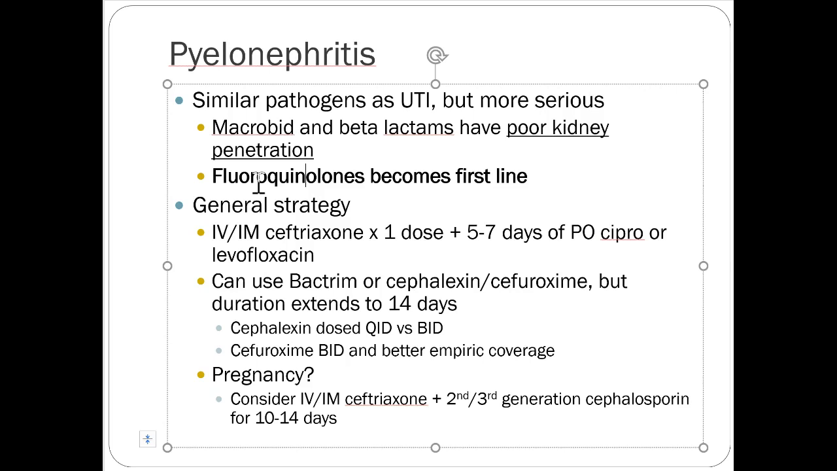Bactrim and cephalosporins can be used, but you're doing a 14-day course. And cephalexin, I just put this dosing on here for your reference. I don't ever test you on doses, by the way, with the exception of a few things. I'll give that caveat, but I'll tell you very specifically if I'm ever going to test you on a dose. But cephalexin is dosed twice daily for an uncomplicated UTI and 4 times daily for a pyelonephritis or a complicated UTI. Pregnancy, cephalosporins are the preferred therapy.